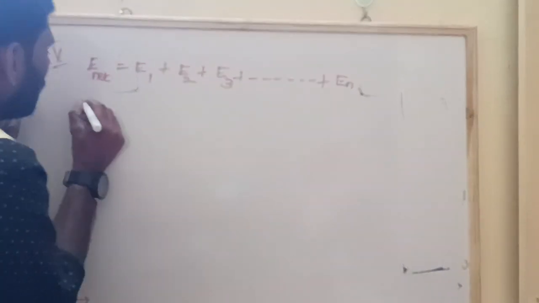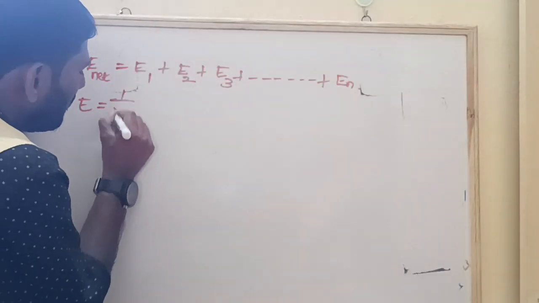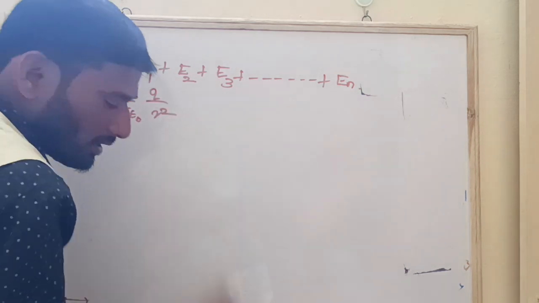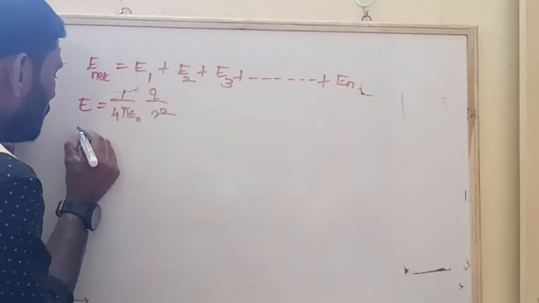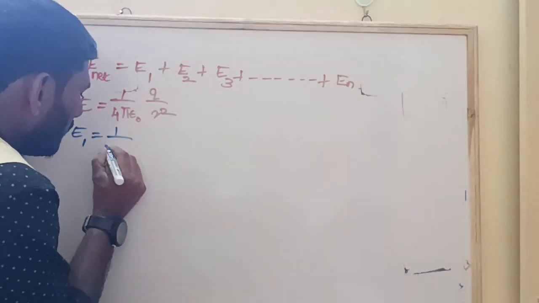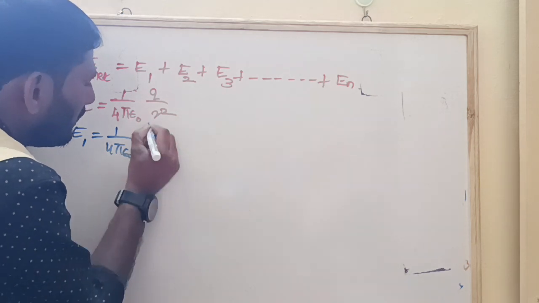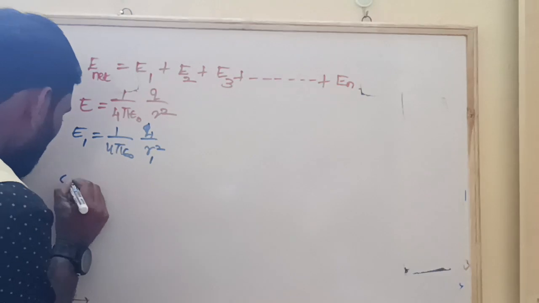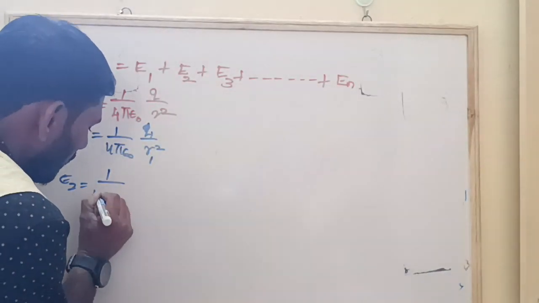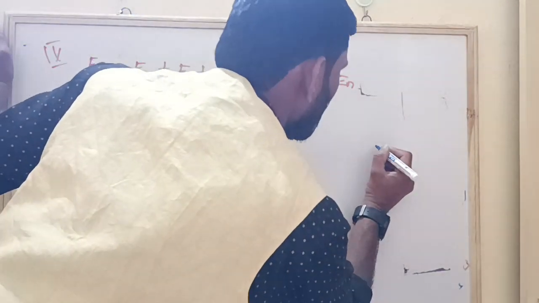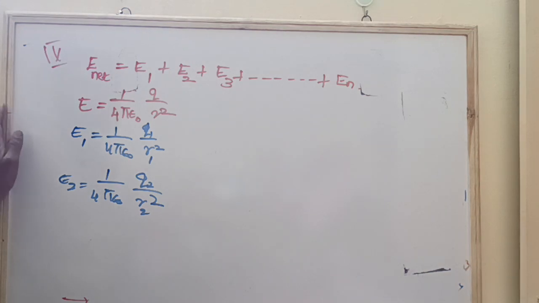We know that the general equation for electric field is E equals 1 divided by 4 pi epsilon naught times Q divided by R square. Similarly, E1 is 1 divided by 4 pi epsilon naught Q1 divided by R1 square, and E2 is equal to 1 divided by 4 pi epsilon naught Q2 divided by R2 square. So the diagram is the net electric field due to a system of point charges.